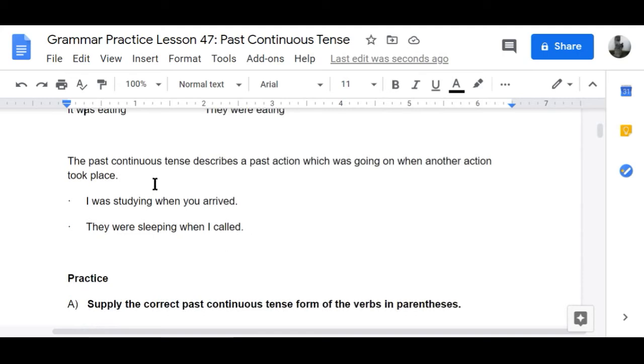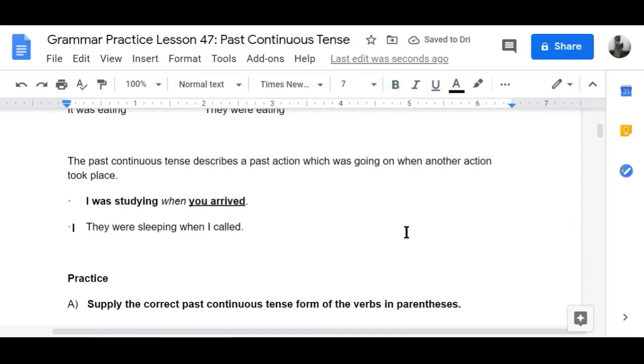The past continuous tense describes a past action which was going on, was happening when another action took place. Examples: I was studying when you arrived. Guys, this was happening, I was studying. Then something else happened. You arrived.